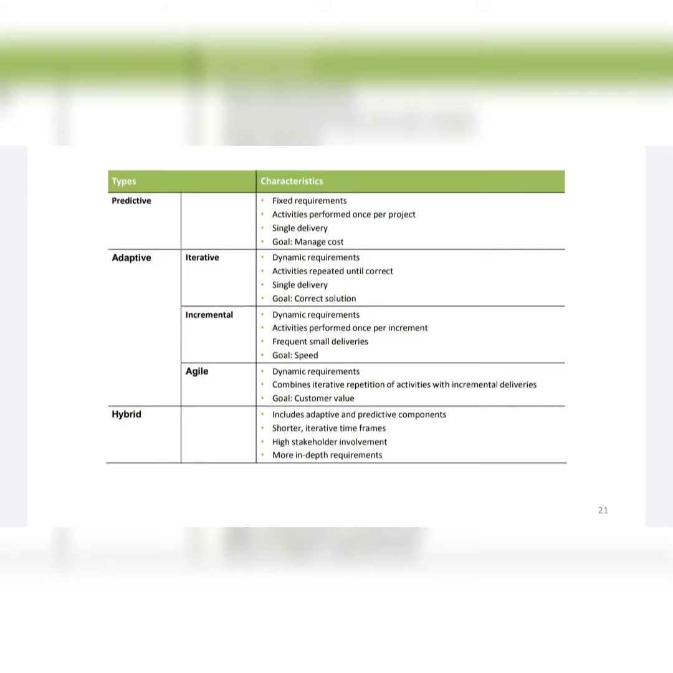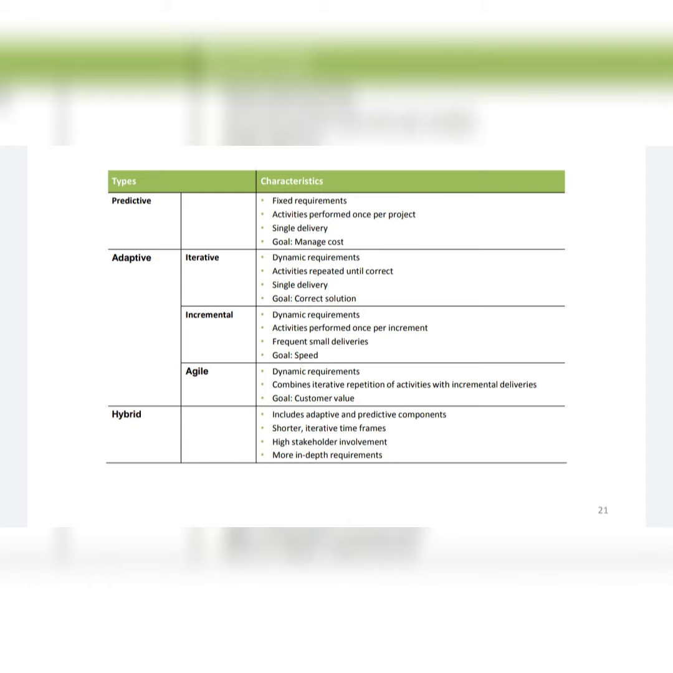The different life cycle models or methodologies are the predictive model, iterative model, incremental model, agile model, and hybrid model. We will be discussing these in more detail as we move on. But here, the introduction: what is the predictive model? If everything is good and clear, then you will go for a predictive model.